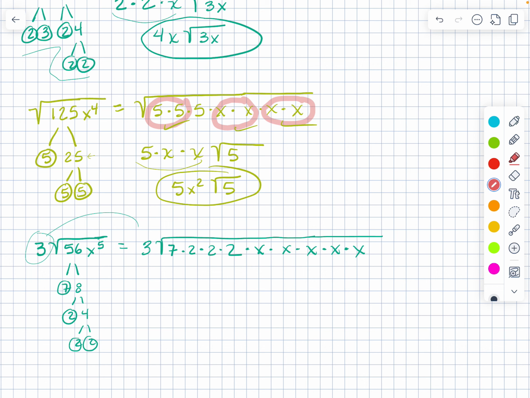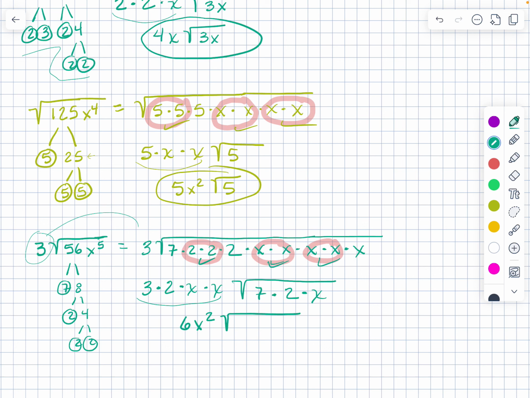Okay, and now let's group all of the pairs of numbers. There's 2 2's there, 2 x's and 2 x's. All right, and now let's bring down that 3 again, and then we're going to have a 2 and then an x and then another x. So that takes care of all of these. And then under the radical, we have a 7 times 2 times x. So let's multiply these together. 2 times 3 is 6. So we're going to have 6x squared times the square root of 2 times 7 is 14, 14x.